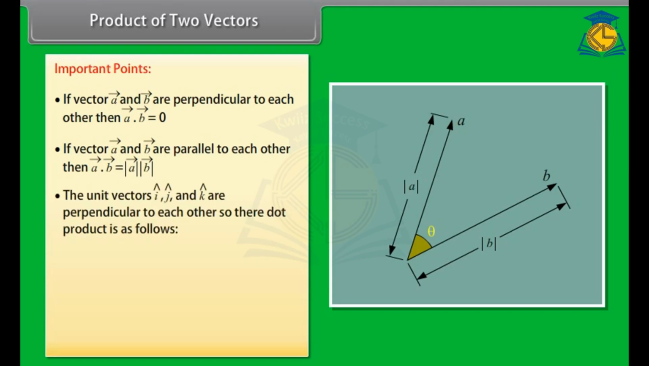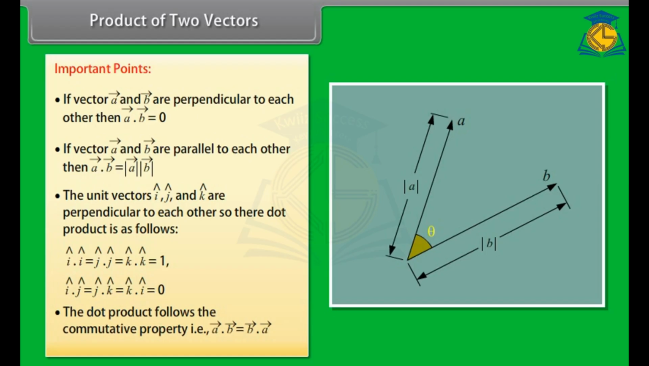The unit vectors cap i, cap j, and cap k are perpendicular to each other, so their dot products are as follows. Cap i dot cap i equals cap j dot cap j equals cap k dot cap k equals 1. Cap i dot cap j equals cap j dot cap k equals cap k dot cap i equals 0. The dot product follows the commutative property. That is, the dot product of vector A and B is equal to the dot product of vector B and A.